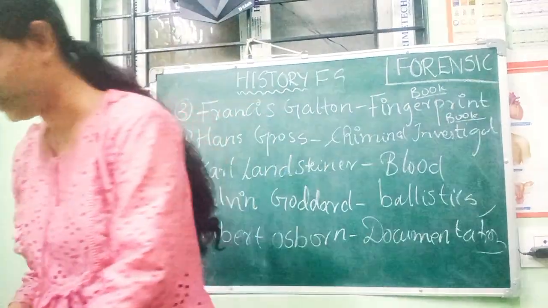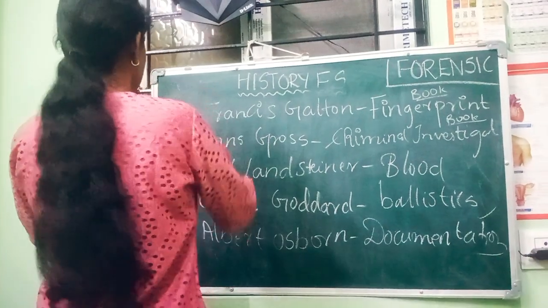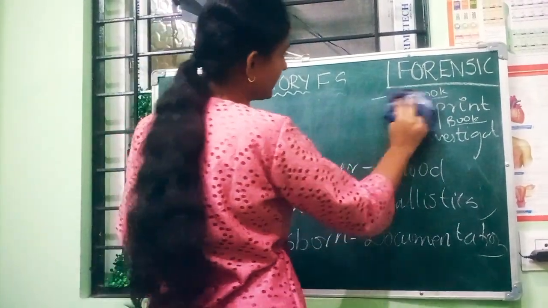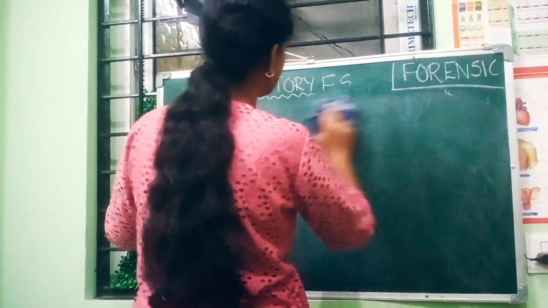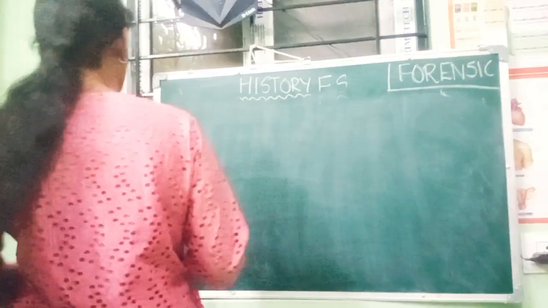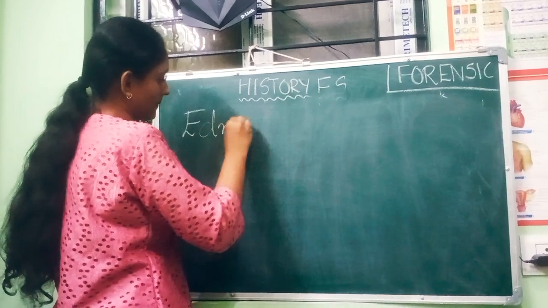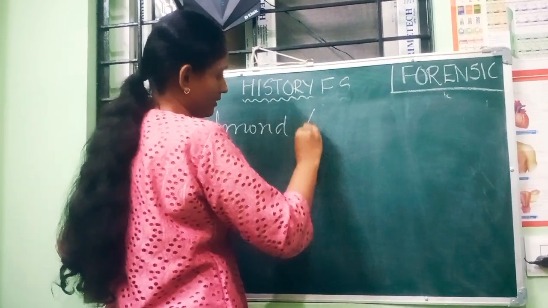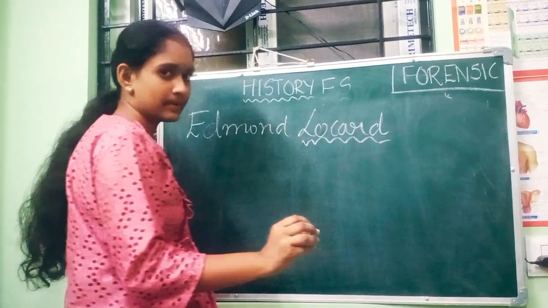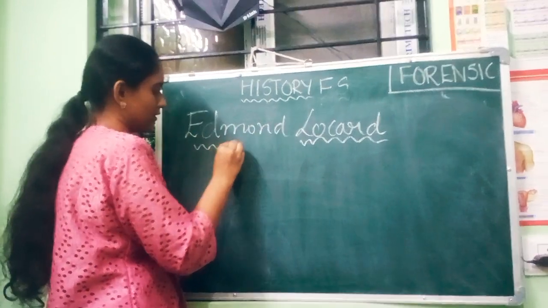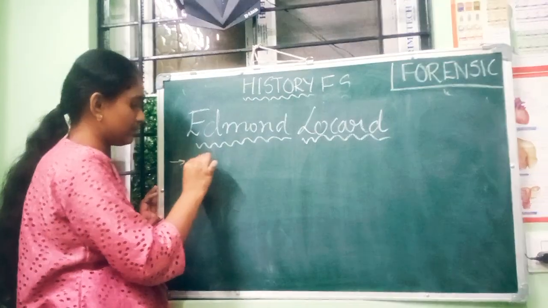So these are the scientists, and as I said to you, the last one is very important. I'm going to write it separately. The last one is, let me say the name, Edmund Locard. I guess you have heard this name already. So we have the very famous principle, Edmund Locard's principle. He is a scientist who stated a principle.